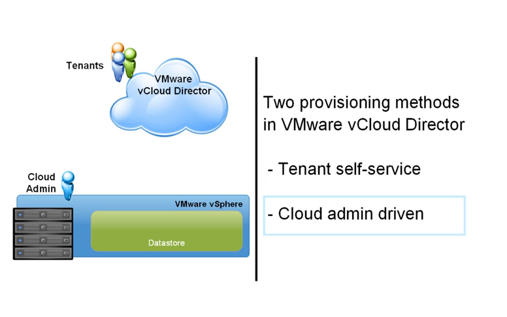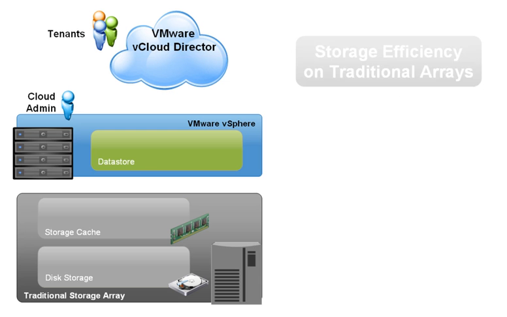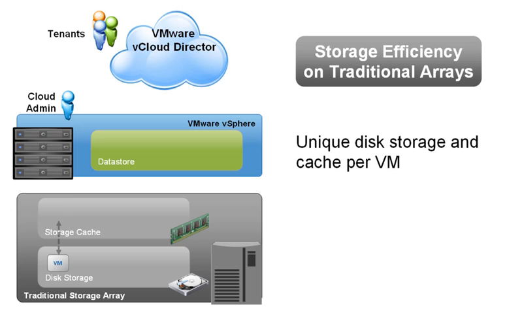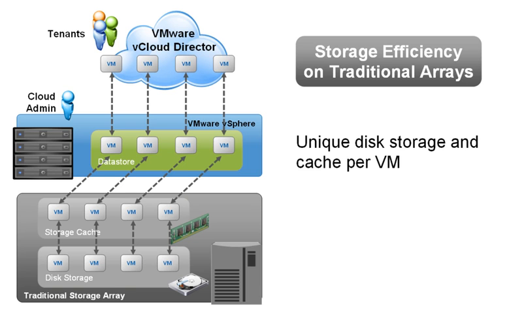In the cloud admin-driven provisioning, based on the requirements from existing and new tenants, the cloud admin provisions the VMs in vSphere and makes them available as vApps in the tenant virtual data center in vCloud Director. VM provisioning operations for traditional legacy storage arrays result in each VM requiring a full copy on disk and also in memory. As the cloud infrastructure scales with hundreds of tenants and thousands of virtual machines, the cost efficiency of the traditional legacy storage array can be a big challenge.